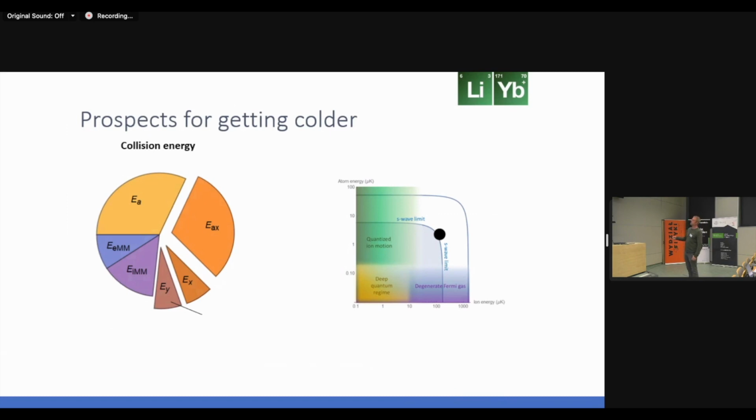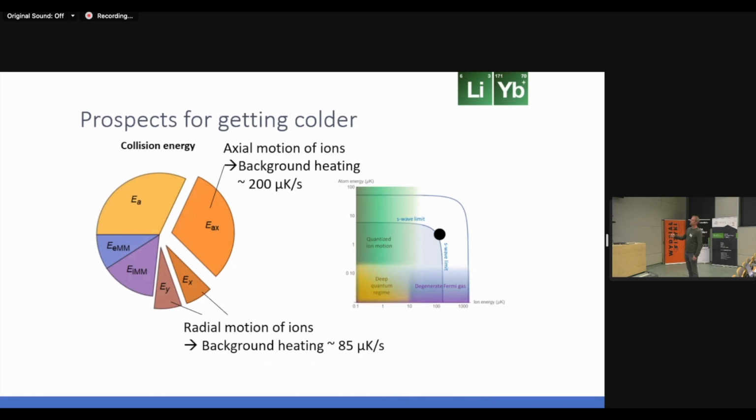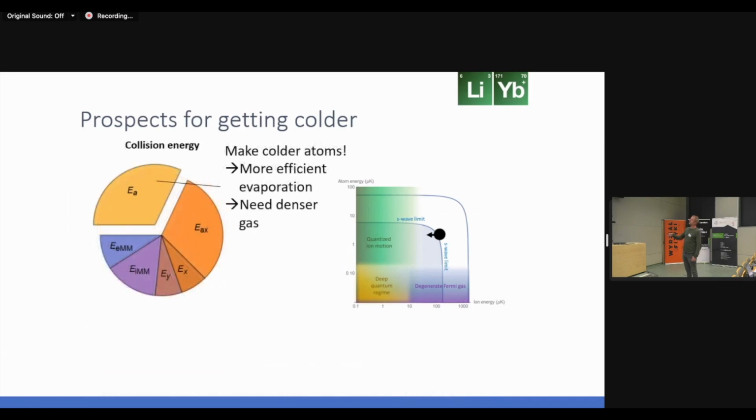Okay, so let's look at some of this energy. You have radial secular energy and axial. It turns out that the axial, which is a large chunk, is limited in our case by background heating, just electric field noise. So this is something we can fix. The radial motion is not so much limited, simply because the confinement is stronger, and then the background heating is less because it's 1/f noise. We think we can fix this by having a denser atom cloud, such that the buffer gas cooling becomes more effective. Then we can make the atoms colder, but we first need a denser gas. So we are extremely not dense, and the evaporation runs out of steam. I'll talk about this a little bit later.